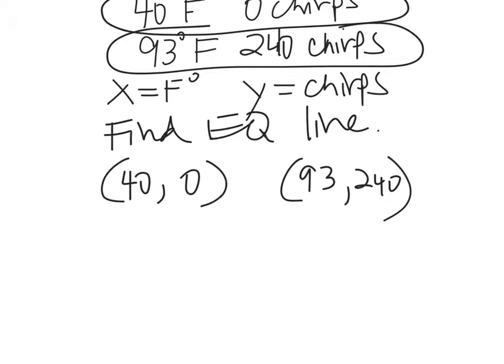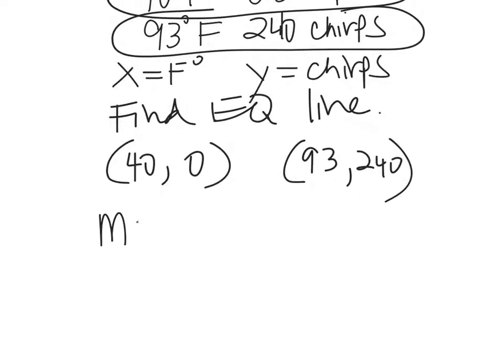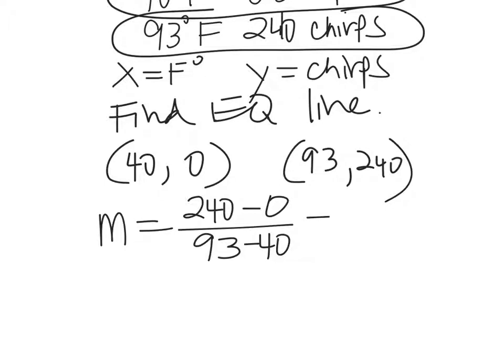So what's your first step? Starts with an M. Slope. Good. All right, 240 minus 0 over 93 minus 40. I'm going to tell you this turns out pretty ugly. Well, that's real life. Real life's ugly, right? And you can just round to 1 decimal place. Don't leave it in a fraction because the fraction's really gross.